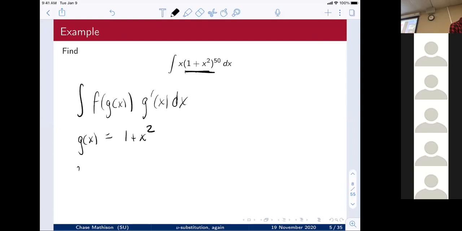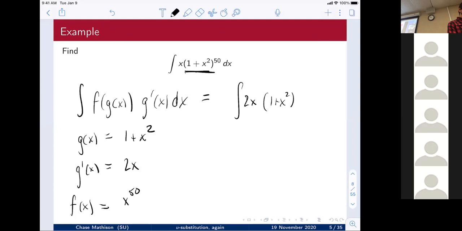Okay, then what is g prime of x? 2x, right? 2 times x. And really quick, what is f of x? The outside function. x to the 50th, very good. All right, so using this g, we don't exactly get the pattern we need, right? Because using this g and this f, we would hope to get the integral of 2x times 1 plus x squared to the 50th dx, but that's not exactly what we get. We're looking at the integral of x times 1 plus x squared to the 50th.